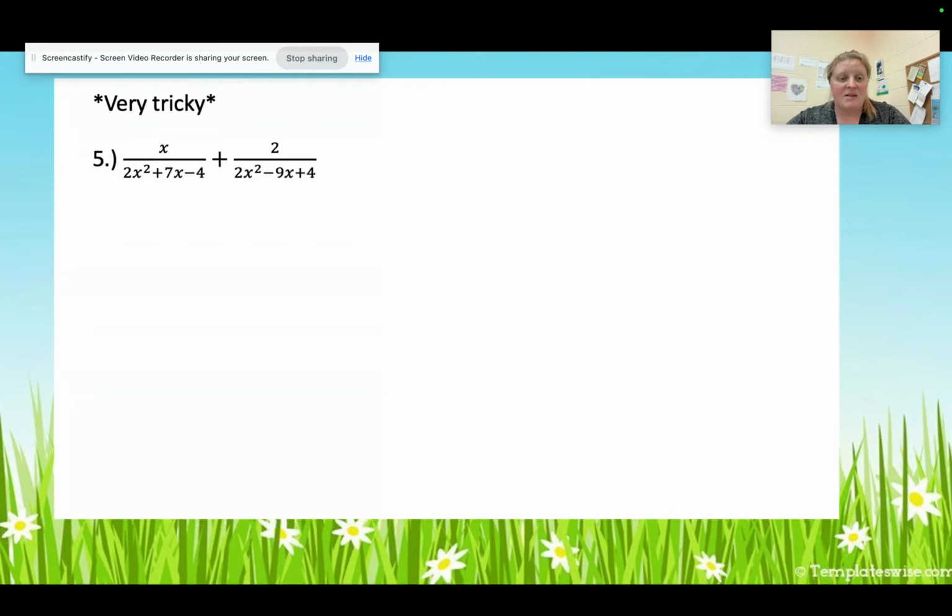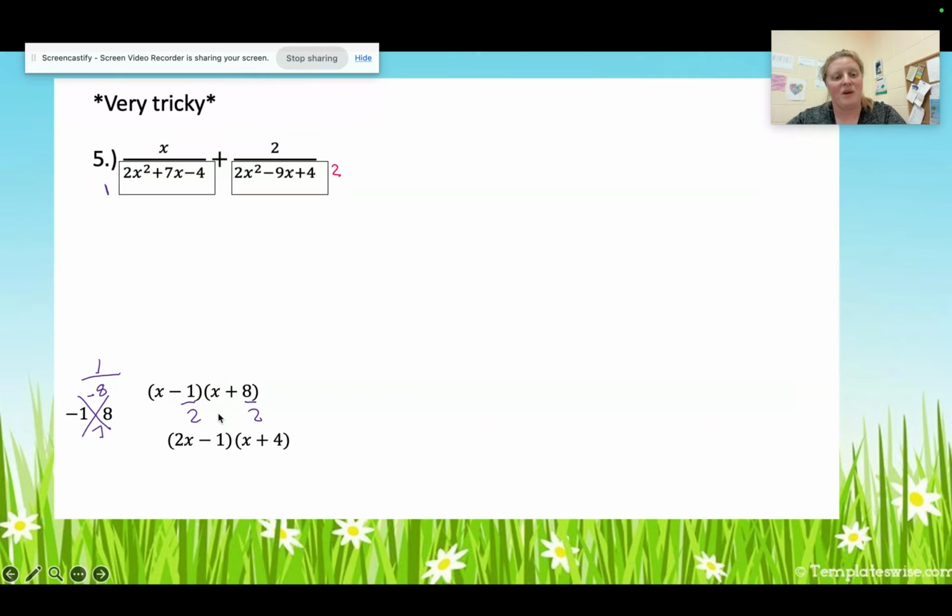All right, so the next one is a little bit more work involved, but the same idea. So I can definitely use X method for both of these boxes. So box 1, I need to make -8 and 7. So I get those mystery numbers. And if I was allowed to cheat, I would write x minus 1, x plus 8. But because there's a 2 up front, I cannot cheat. So we need to divide both of these by that 2. And if it doesn't divide, we're going to slide. So it's 2x minus 1, and it's x plus 4. And box 1 is done.